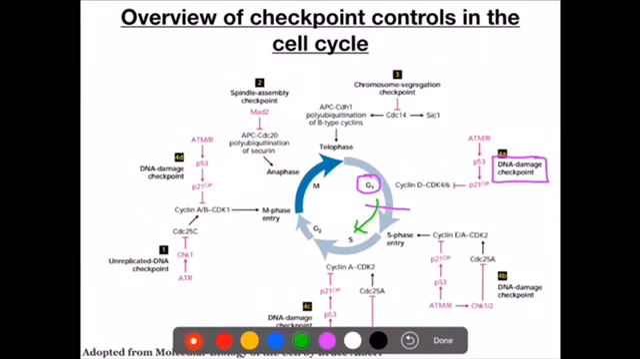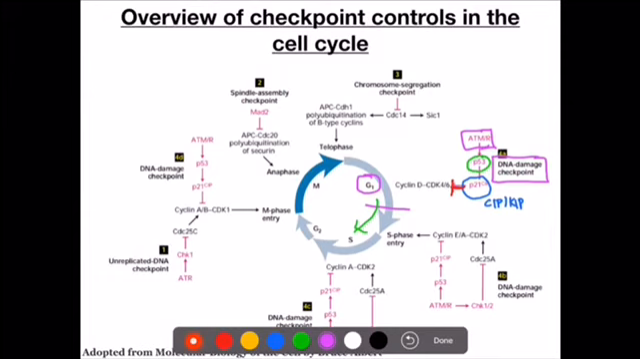In response to DNA damage, the ATM or ATR protein gets activated, and activated ATM/ATR protein activates the P53 protein. This P53 protein synthesizes a CDK inhibitor that is called P21. This CDK inhibitor belongs to the CIP or KIP family, and it inactivates the cyclin D-CDK4/6 complex. Since cyclin D-CDK4/6 is inhibited by P21, it cannot synthesize cyclin E protein.